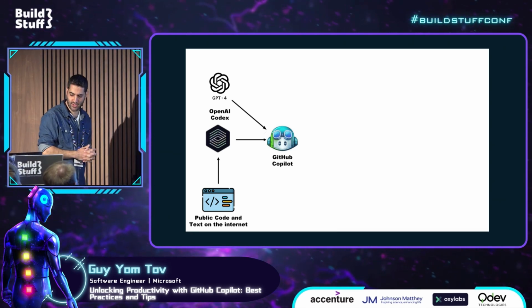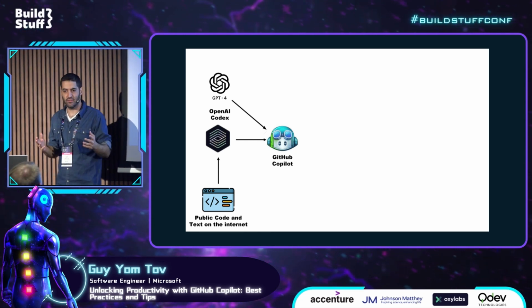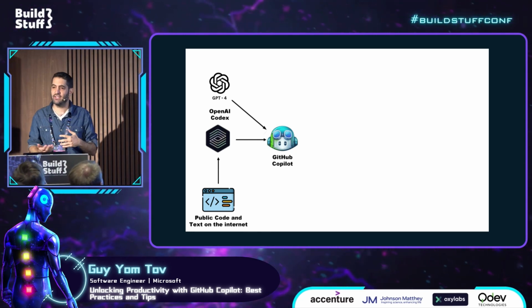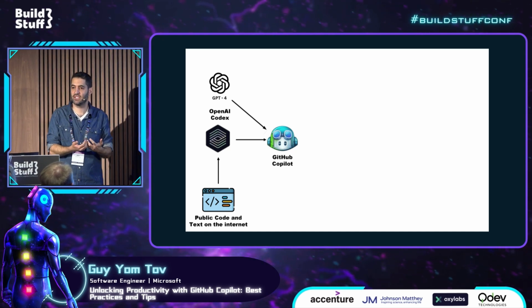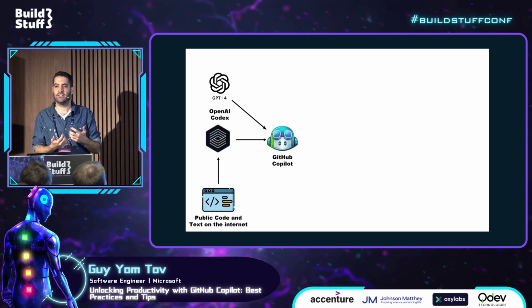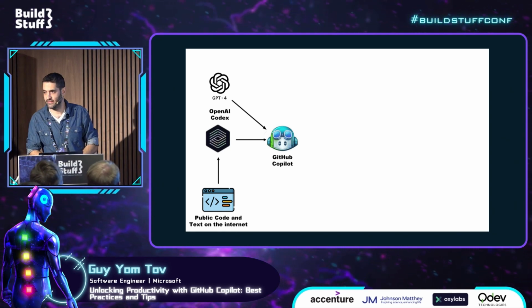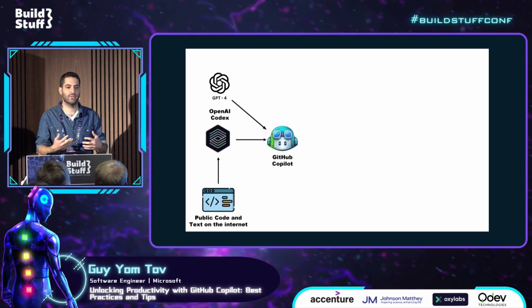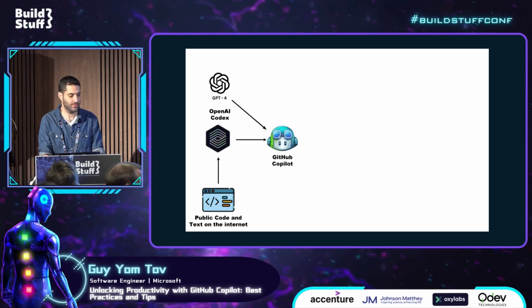Now, these models are trained on all the public code out there, everything on the internet. Which means that if you're using more common practices or more common languages, you would get better suggestions. But if you use other languages like, I don't know, Pascal, which is less familiar on the internet, the responses would not be as good.